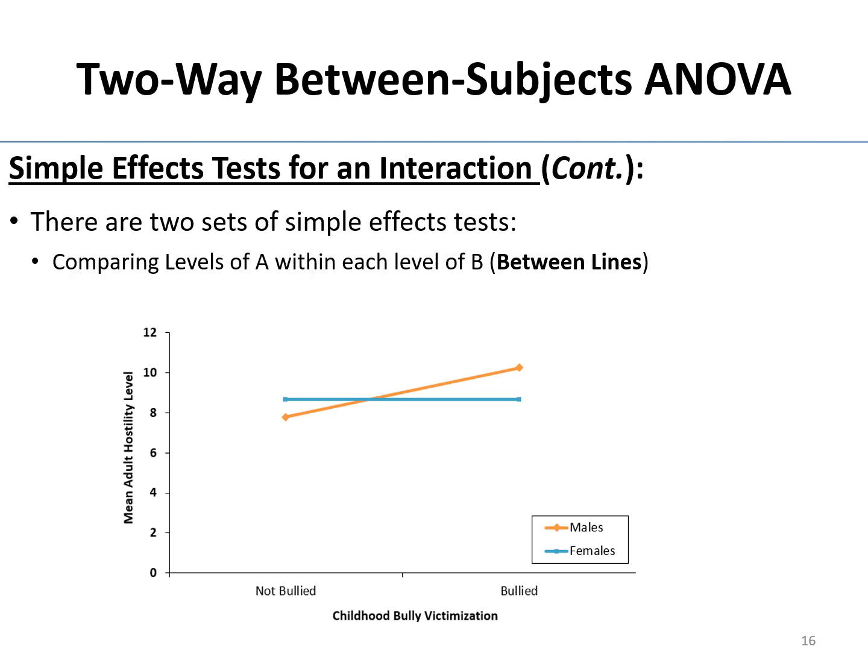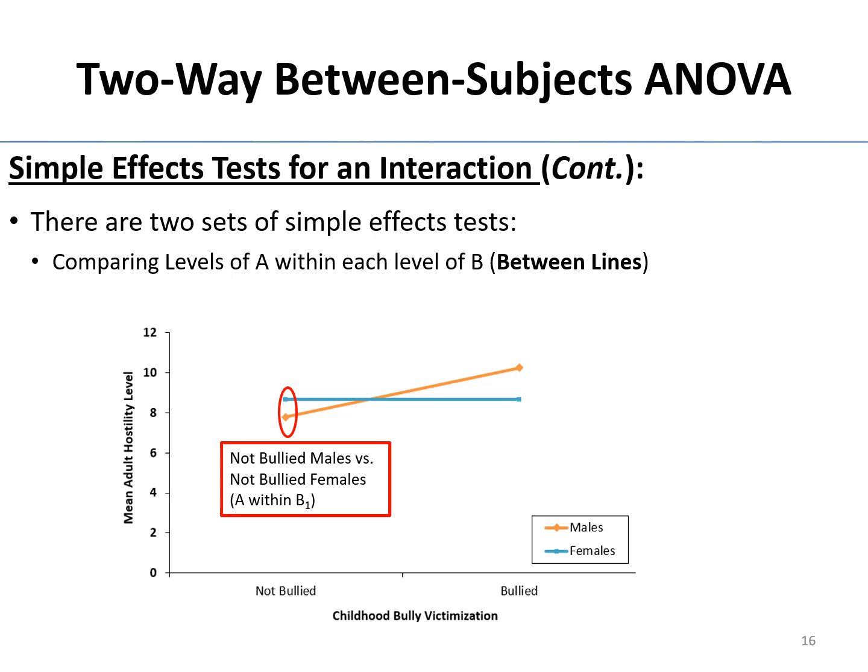So one way to do these simple effects tests is what we call comparing the level of A, the first variable, within each level of B. So in this particular analysis, we're going to keep B constant, bullied status, and we're going to compare men and women. So not bullied males versus not bullied females. That is comparing A, whether you're male or female, within those who were not bullied.